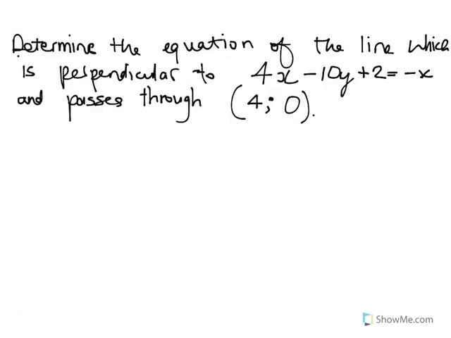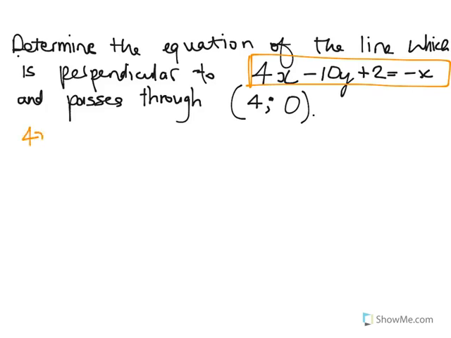Determine the equation of the line which is perpendicular to 4x minus 10y plus 2 equals minus x and passes through (4, 0). So we can't quite sketch a sense of what's going on yet because this line over here isn't in standard form. So we can't immediately see any information about its gradient or its y-intercept. So I'm first going to put that into standard form.